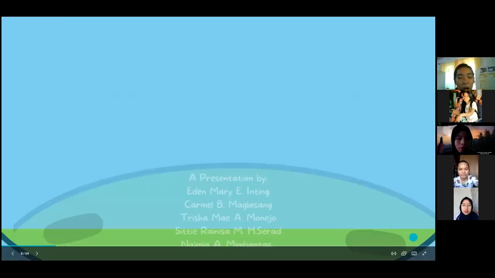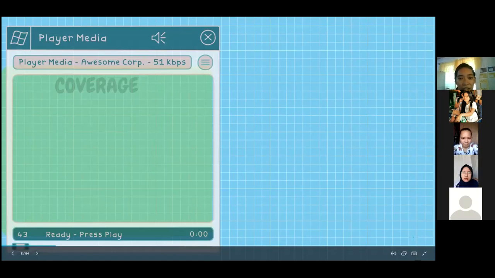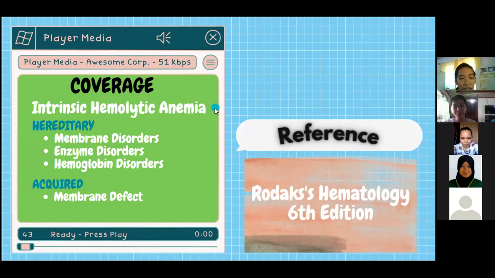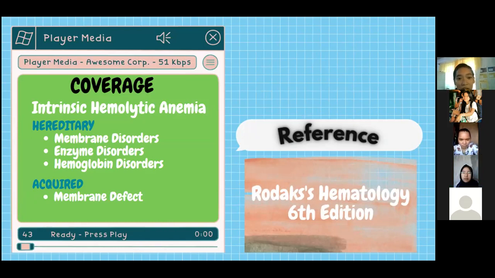For our coverage in this discussion, of course, the intrinsic hemolytic anemia, which is subdivided into two, the hereditary and acquired, wherein under hereditary, there are membrane disorders, enzyme disorders, hemoglobin disorders, and under acquired intrinsic hemolytic anemia, we have our membrane defect. And for our reference, we refer to our reference book, Rodak's Hematology 6th edition.